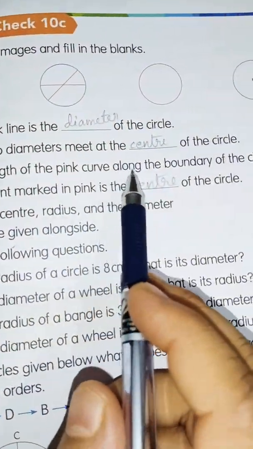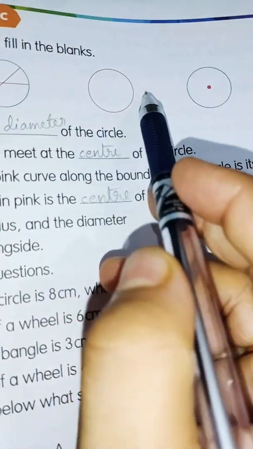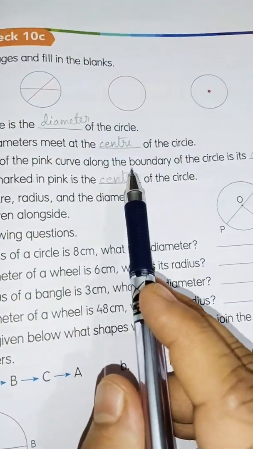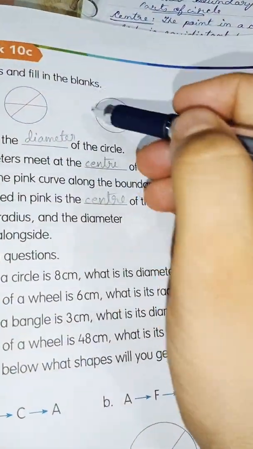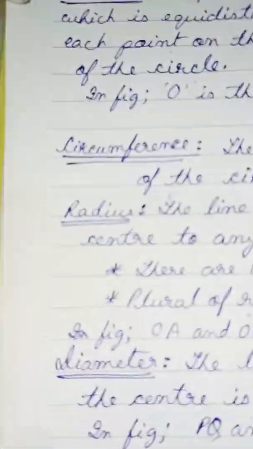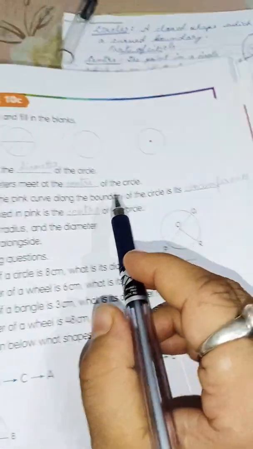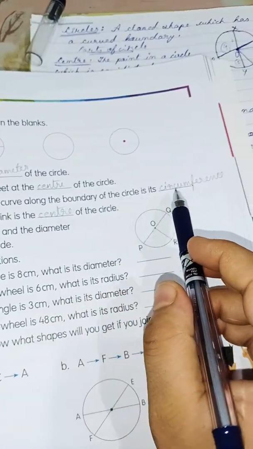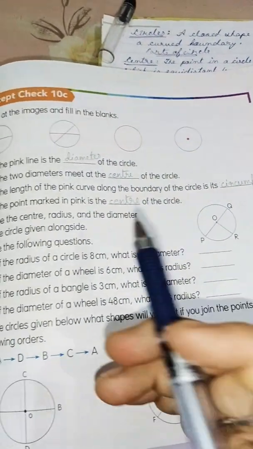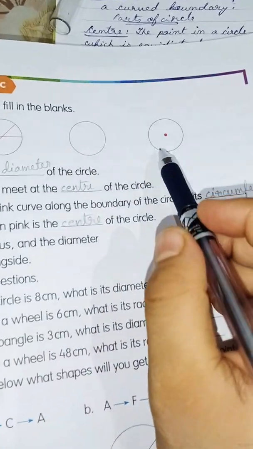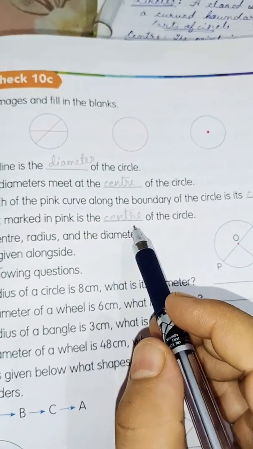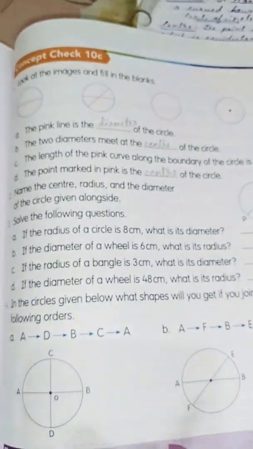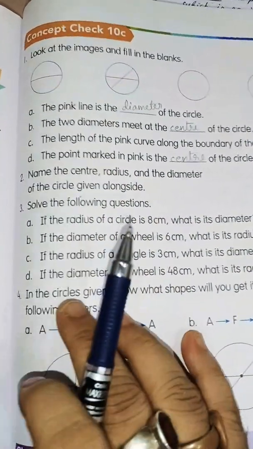Then comes the length of the pink curve. This entire curve is colored pink, so it is the length of this pink curve along the boundary of the circle. We have discussed just now that the length of the boundary of the circle is known as the circumference. So the answer is that the length of the pink curve along the boundary of the circle is its circumference. And lastly, the point marked in pink. This is the middle point of the circle, known as the center of the circle. So that is question number 1, which I gave you in the previous class to answer.